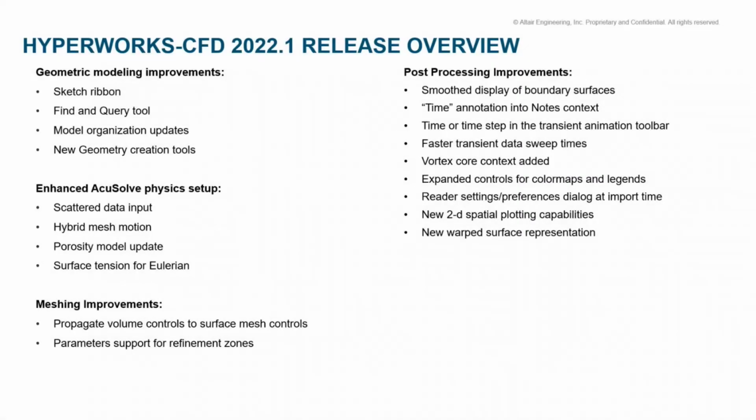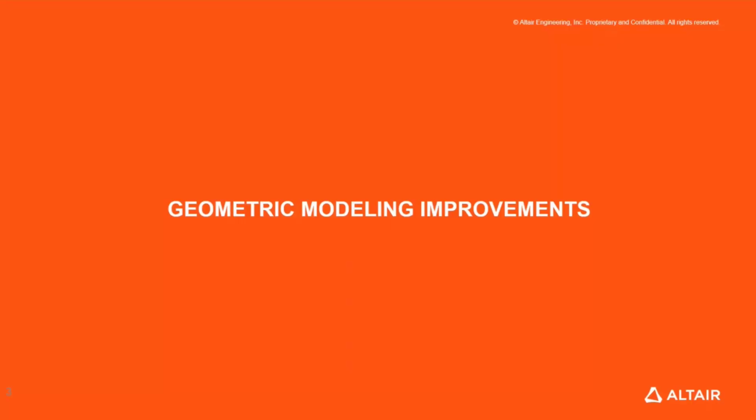I'll try to cover the pre aspects, and try to make the boring and intensive pre aspects a little bit interesting, and then later on they will add the colors to this demo with the post demos and the slides. So for 2022.1, we added features in all aspects of pre and post processing, including the geometric modeling, AccuSolve setup, and meshing improvements. Let me go through the pre aspects, and then we'll hand it over to Dave to cover the post processing. So let's start with the geometric modeling improvements.